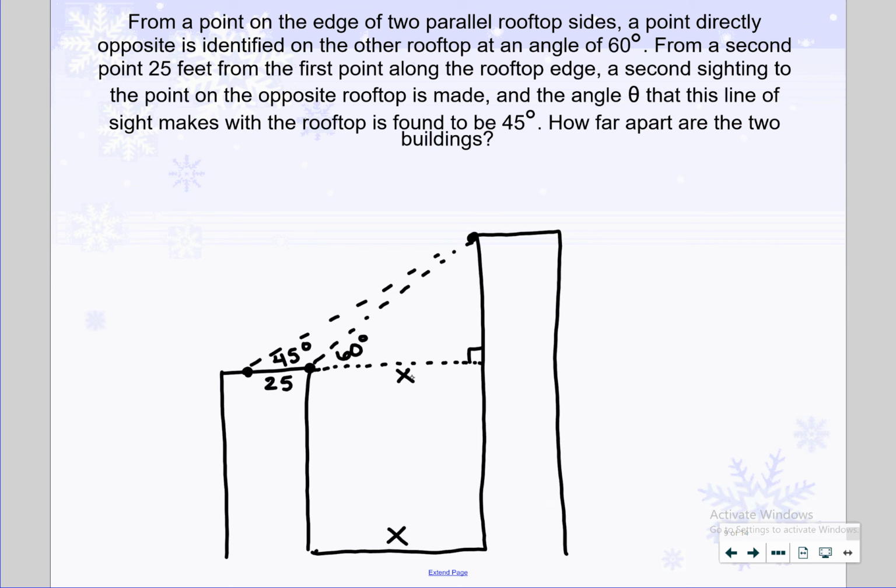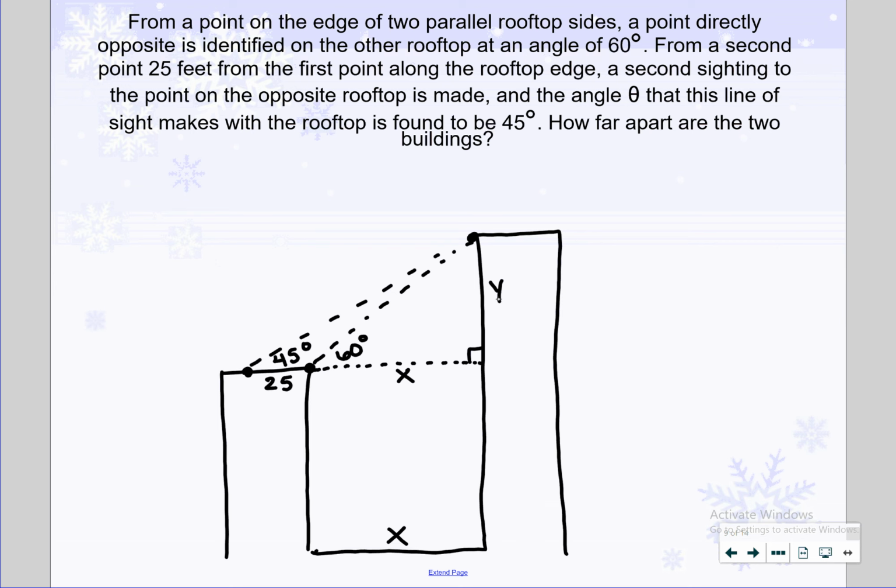What I have right now, I think it would be easier if I put a little y there. We don't know what that side is, but it's a shared side. Do you guys see a triangle within a triangle in this picture? We have a little triangle and we have a big triangle. Okay, let's just focus on the little triangle. 60 degrees is my angle of reference. How are y and x related to 60?